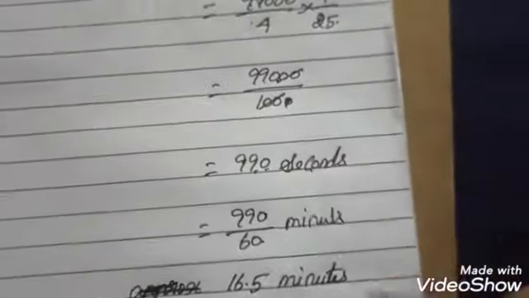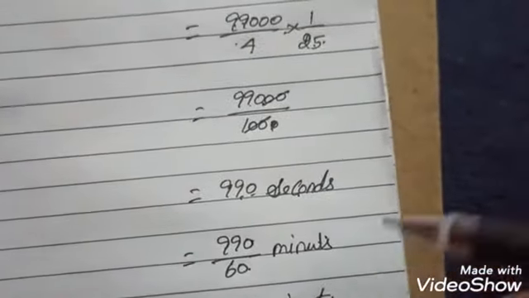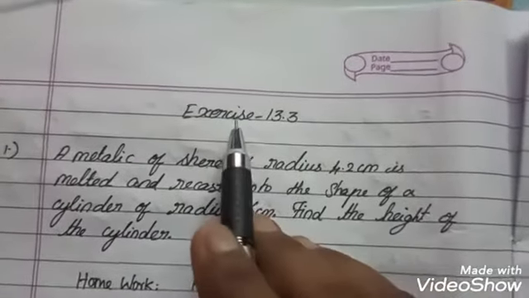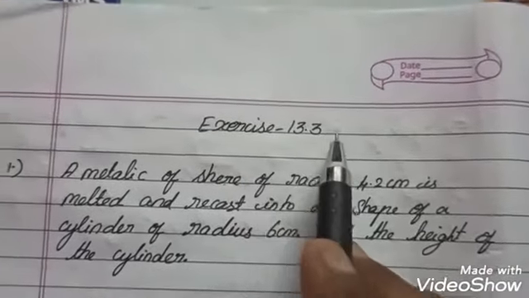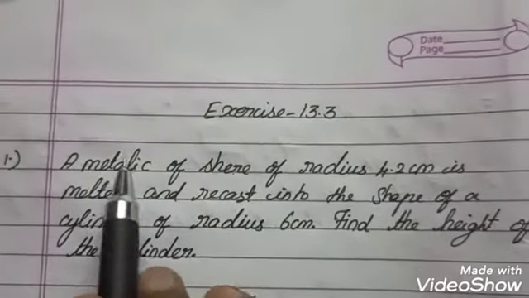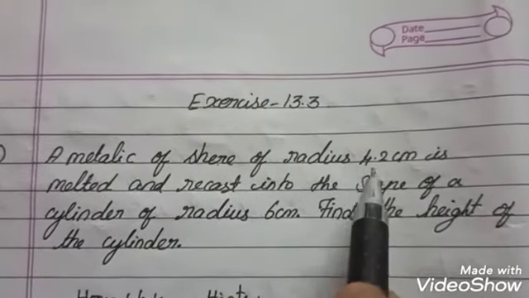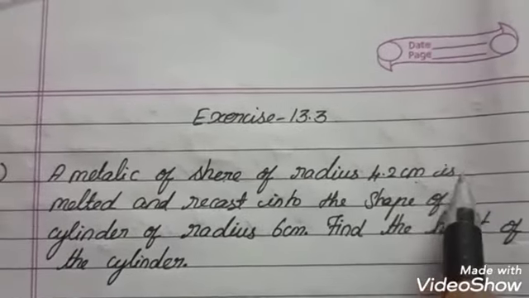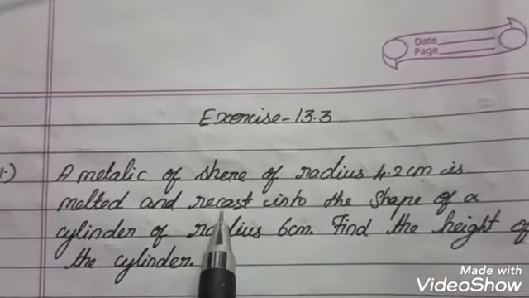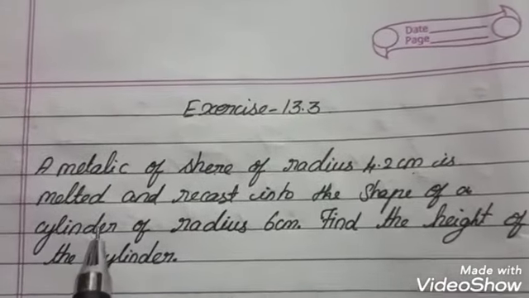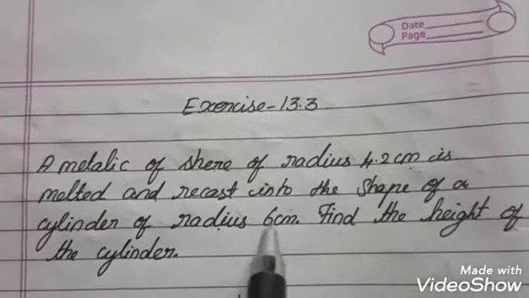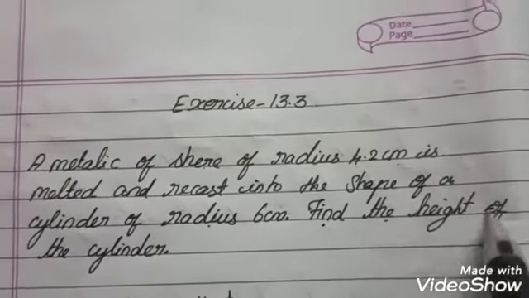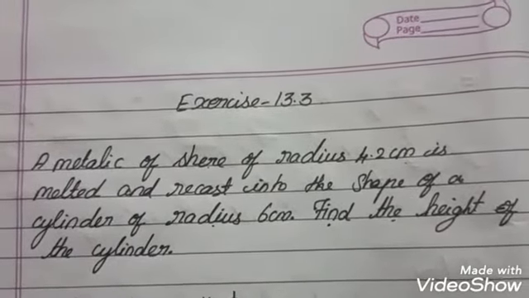So totally, half of the hemispherical tank is emptied in 16.5 minutes. In the same chapter, now we move on to exercise 13.3. First question: A metallic sphere of radius 4.2 centimeter is melted and recast into the shape of a cylinder of radius 6 centimeter. Find the height of the cylinder.